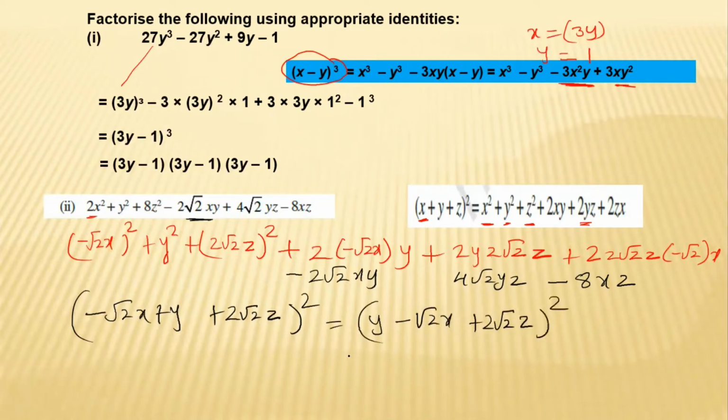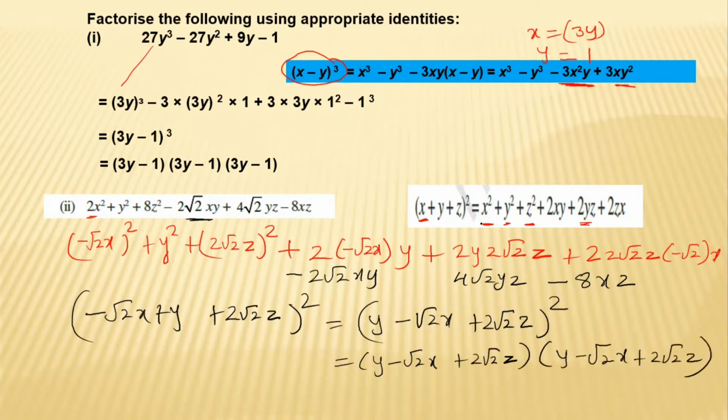And the factors are, since it is square, we can write the factors as y minus root 2x plus 2 root 2z multiplied by y minus root 2x plus 2 root 2z. Got it? So just you have to compare with the identities. That's it, children. Okay, let's move on to the next question.